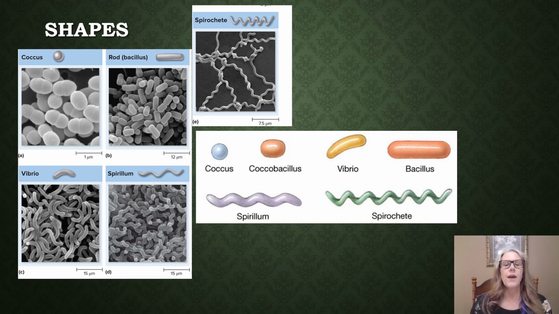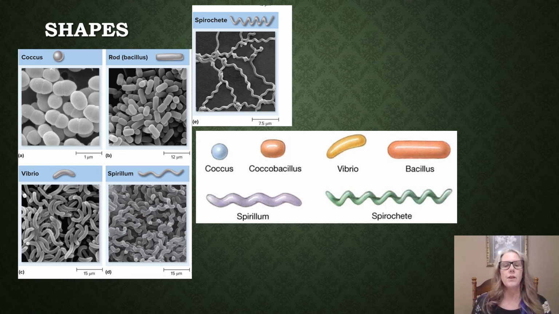Now, the one that is spherical, we call that a coccus. Coccus is the singular term; it's cocci for plural. Then we have one that is a bacillus, or bacilli for plural. That one is a rod, and I tend to call them rods, but they are rod shapes. They kind of look like hot dogs. Some are a lot shorter though.